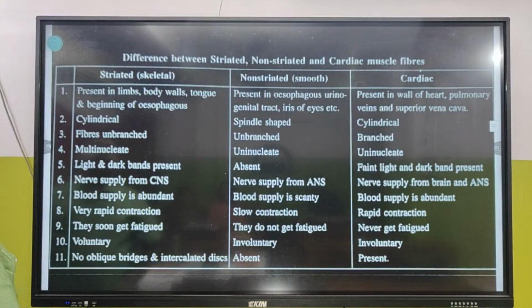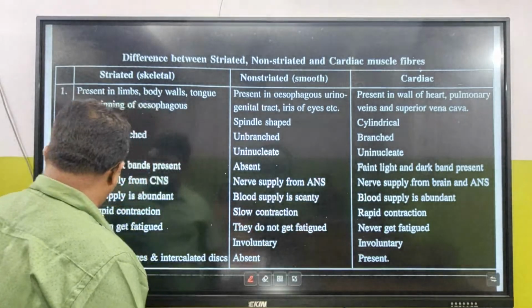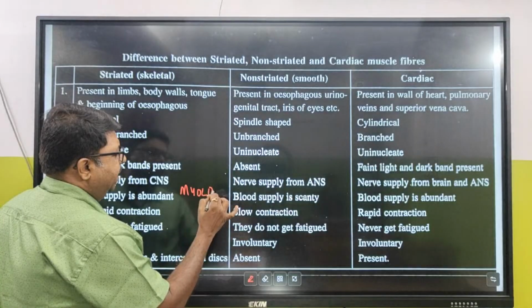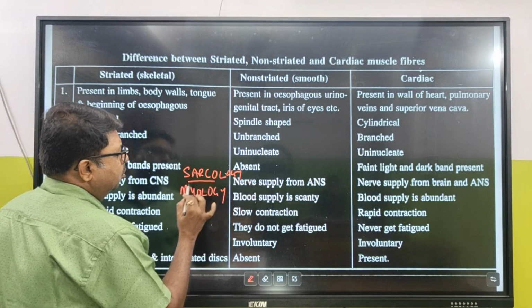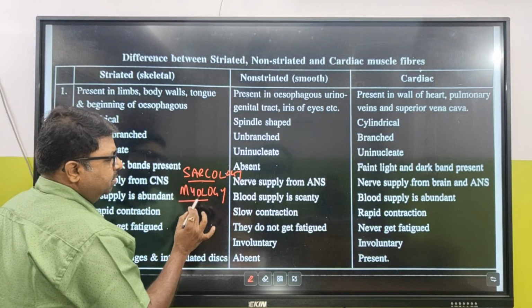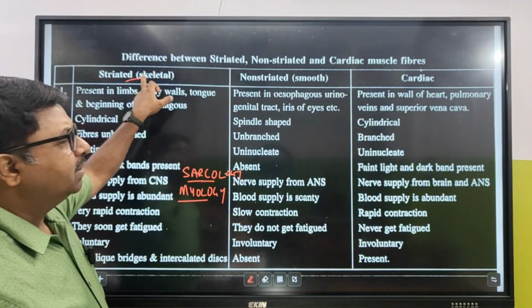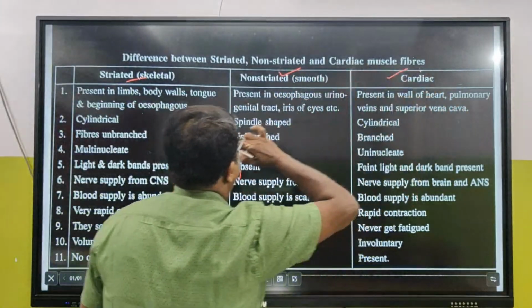What is the study of muscles called? Myology. The study of muscle is called myology. It is also called sarcology. Now there are three different types of muscles we already know. The first one is skeletal or striated. The second is non-striated or smooth, and the third is cardiac.